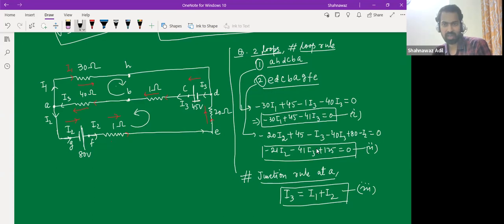So please try this at home. I will leave this question at this point. Please try to solve these equations for I1, I2, and I3, and please note down this problem. If you have any doubt, please don't hesitate to ask. Okay.